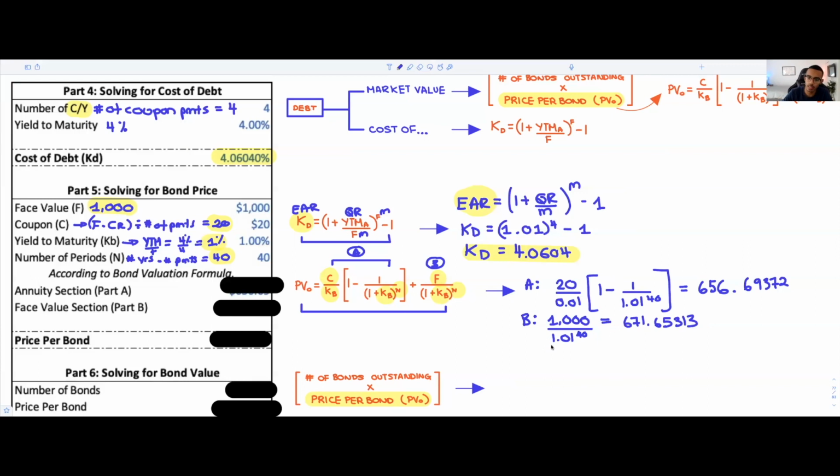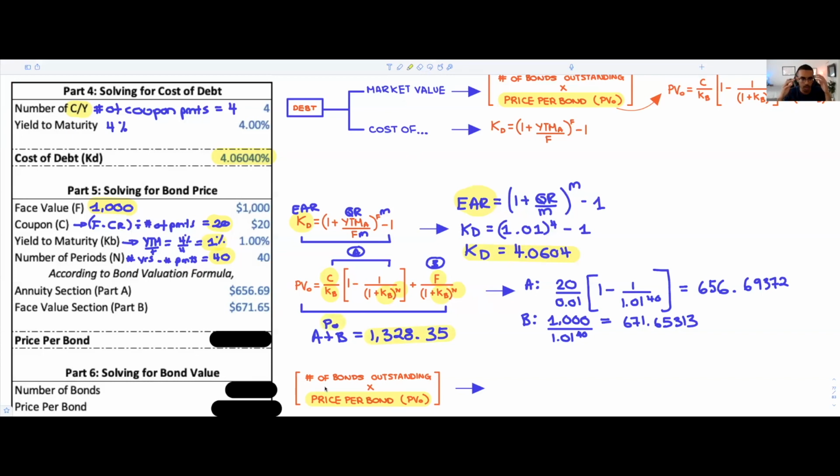65313. Now what we're going to do here to find the price of the bond, we're just going to do A plus B. And that's going to give us, by the way, just to show you that I'm correct, we have these two amounts. And that's going to give us essentially here 1328.35. And that's going to be the price of our bond. Okay, so I guess I'll write this as being 0.